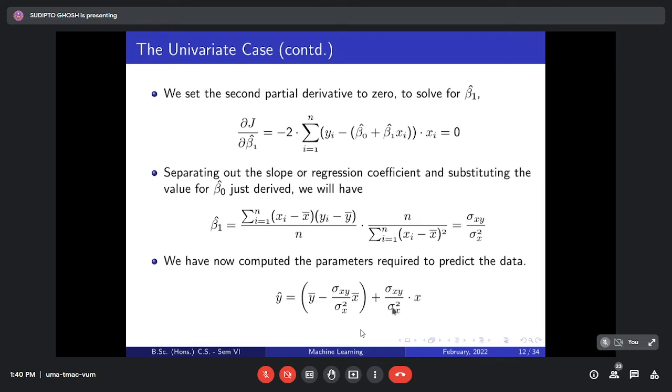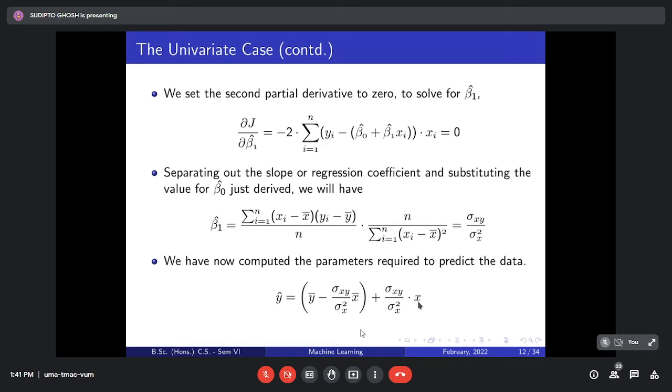So this entire first term is constant because we will have n examples. We can compute the mean, we can compute the variance, we can compute the covariance. Here again the regression coefficient, or the slope of the line, is also a constant. This x is the value that we have to do the prediction for.